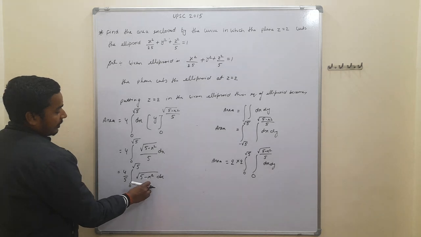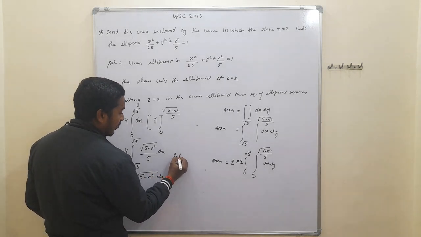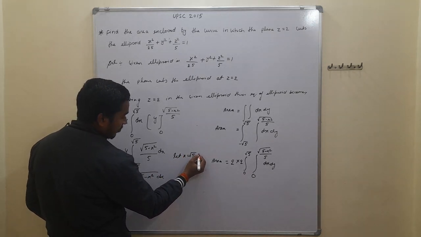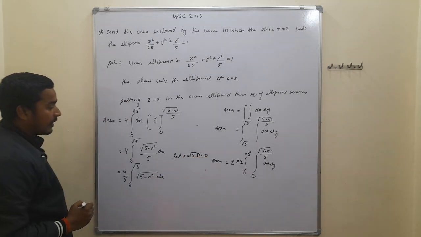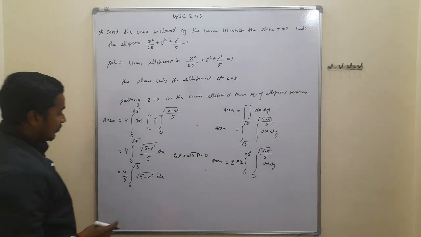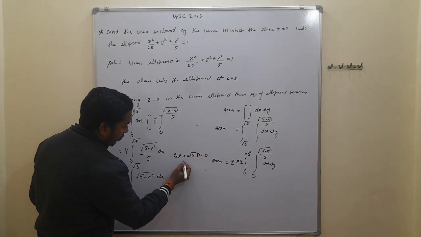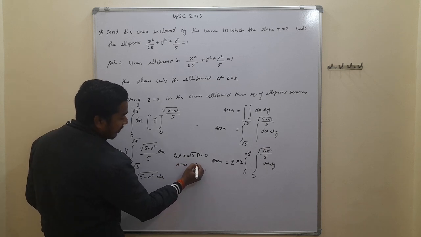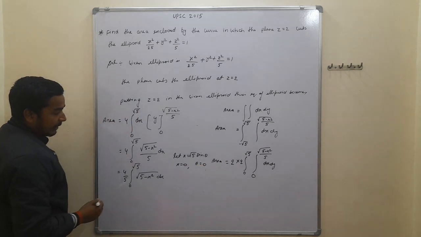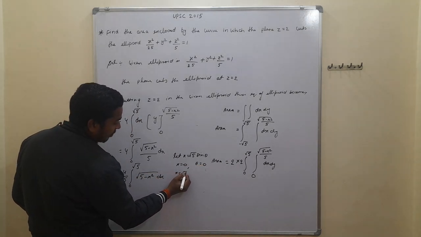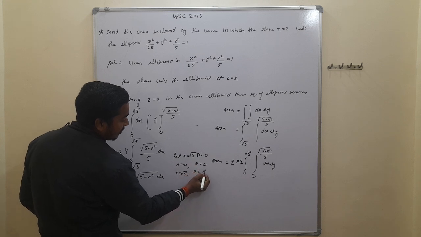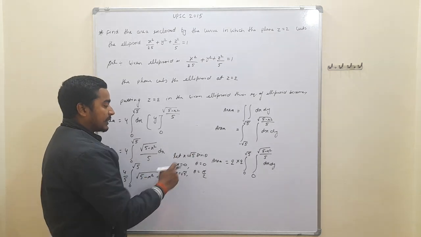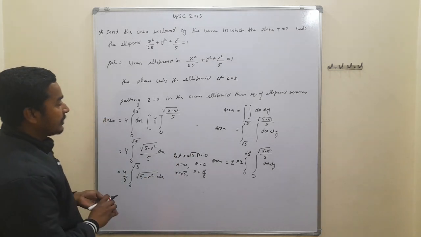Once again we have to let x is equal to root 5 sin theta, and from here we change the limit. When we put x is equal to 0, we get theta is equal to 0. When we put x is equal to root 5, then we get theta is equal to pi by 2, because root 5 cancels out and sin 90 value is 1. So we have to change here.